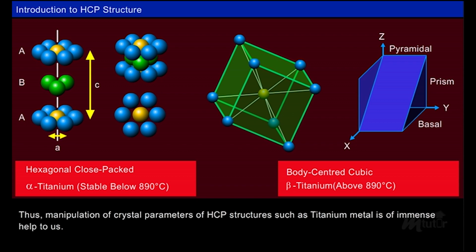Thus, we conclude that manipulation of crystal parameters of HCP structures such as titanium metal is of immense help to us. In this module, let us further explore the hexagonal close packing structure and determine the crystal parameters of HCP.